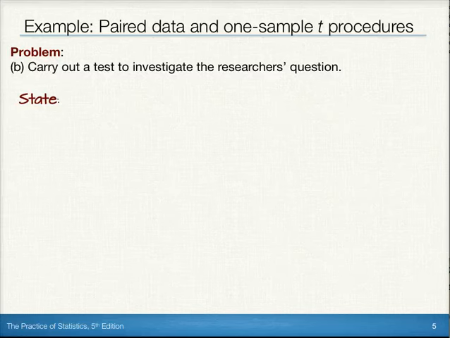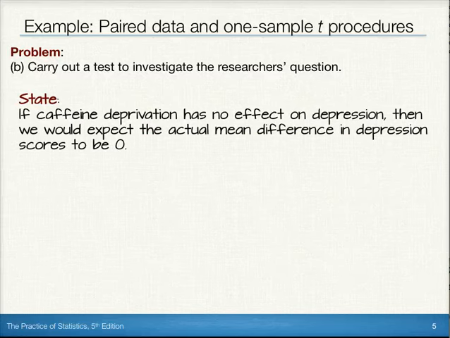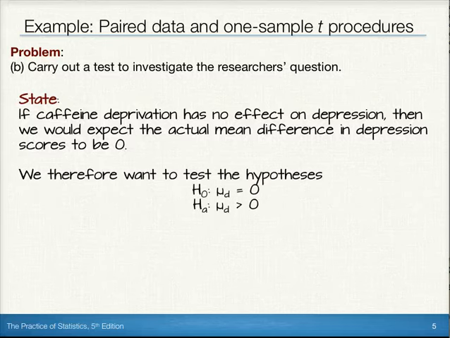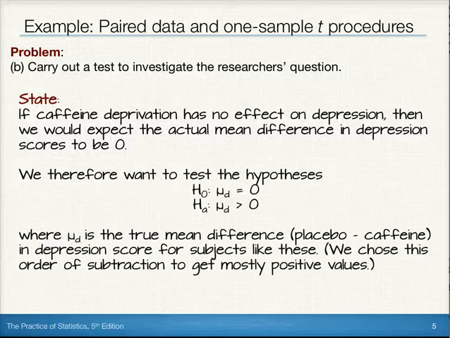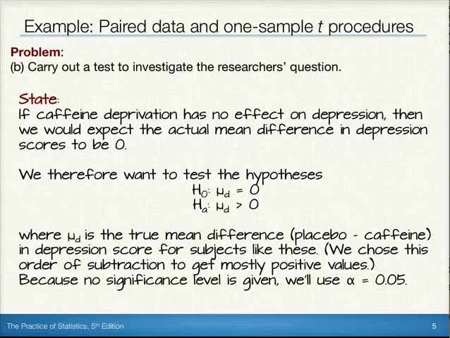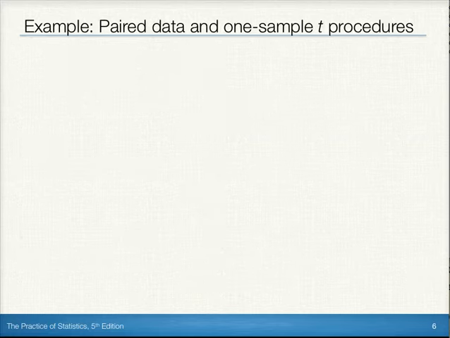Now let's carry out a test to investigate the question. If caffeine deprivation has no effect on depression, then we'd expect the actual mean difference in depression scores to be 0. That is, the scores when the subjects were on caffeine would be pretty much the same as the scores when they were on the placebo, so therefore the difference would be 0. So our null hypothesis is that the mean of the differences is 0, while the alternative hypothesis is that the mean of the differences is greater than 0, where the true mean difference is defined by mu sub d, and we did note that that was placebo minus caffeine. Now, because no significance level is given, let's use alpha equals 0.05.